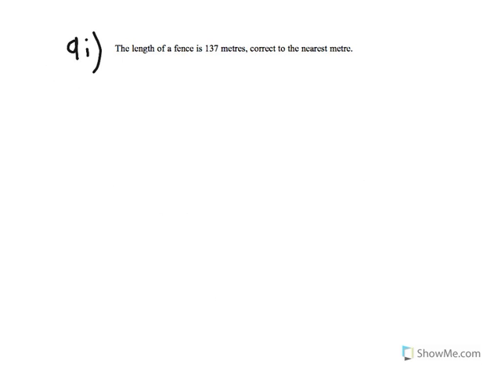Question 9 tells you the length of a fence is 137 meters, correct to the nearest meter. Now you have to write the lower bound of the fence. Now first of all, the upper bound and lower bound, I'll explain what that is. So let's say I had a number 10 and it was rounded to the nearest 10, okay? So let's say I had a number 10.0 and it was rounded to the nearest units place, meaning this place, okay?